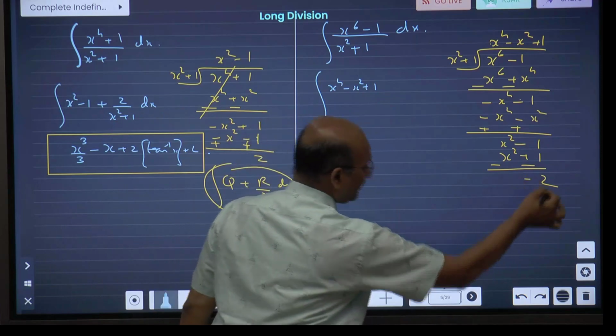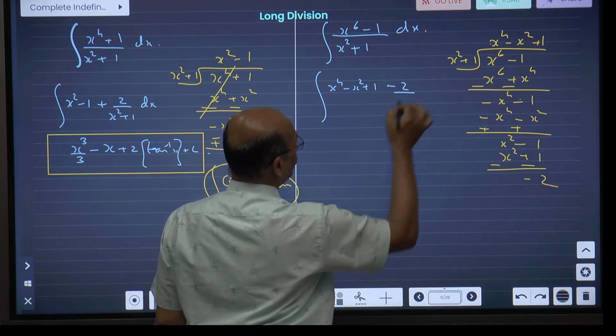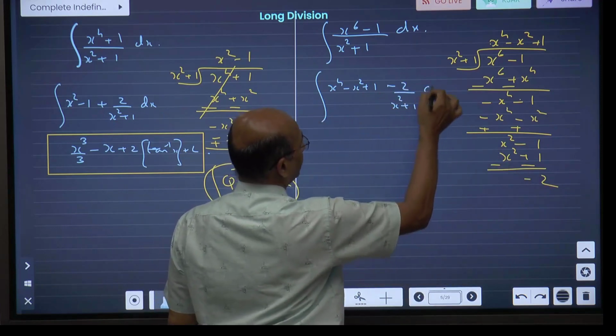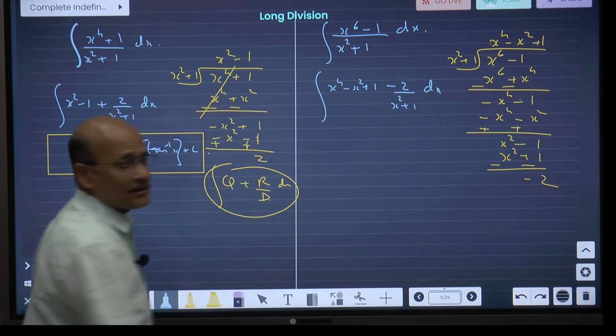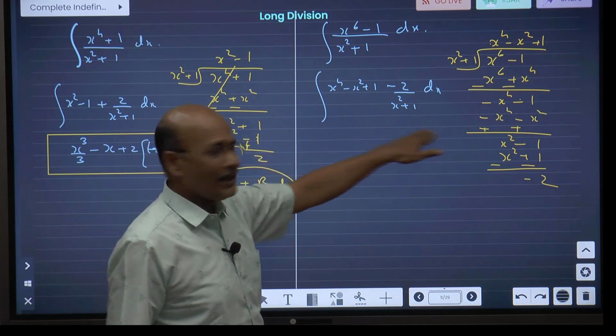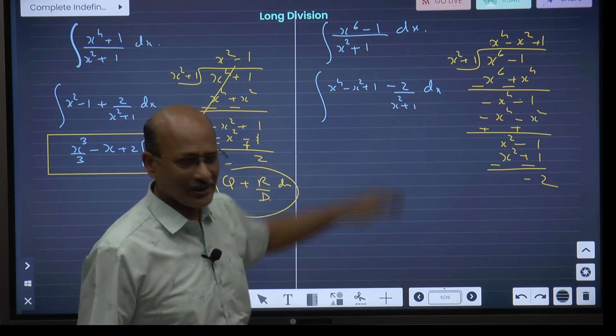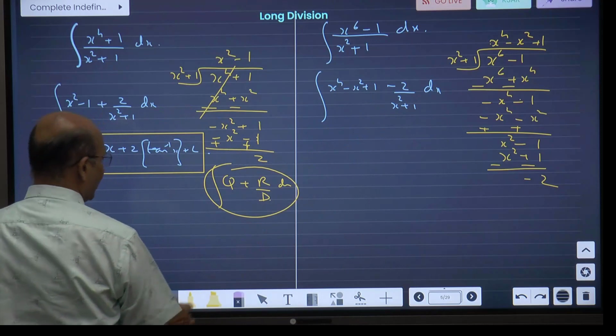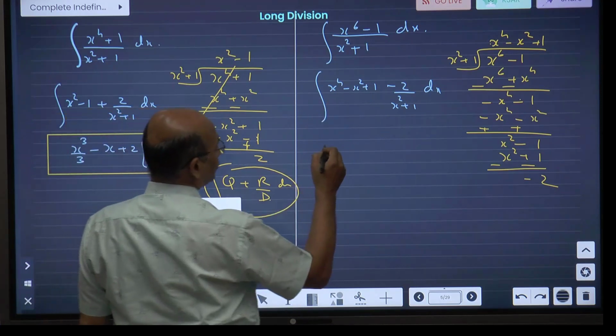What is r? Minus 2. So you can just put minus 2 upon x square plus 1 dx. Now look at the way the sum has blown up. So simple it is to integrate. Every term you can integrate separately using the power rule, and of course wherever standard forms are there. So in short, let us do the integration here.